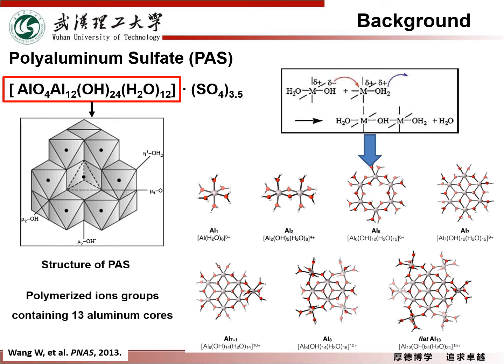Among them, the most stable species is the polyaluminum ion group containing 13 aluminum atoms, with a Keggin structure model like this. One tetrahedral aluminum ion in the middle is surrounded and bonded with 12 octahedral aluminum ions. The chemical formula of polyaluminum sulfate can be shown as this: 1 tetrahedral aluminum, 12 octahedral aluminum.